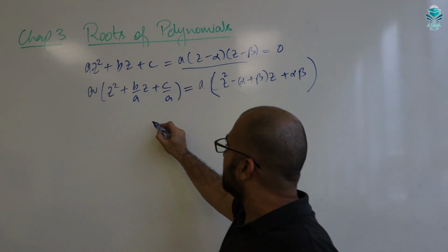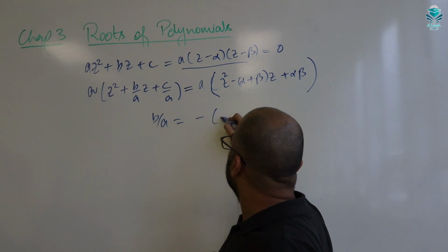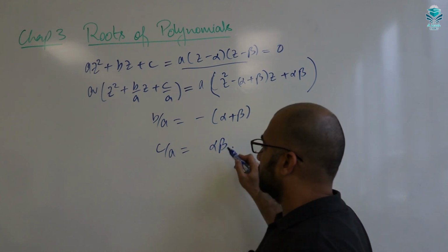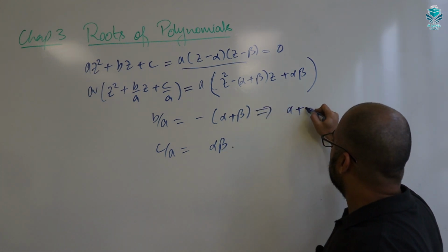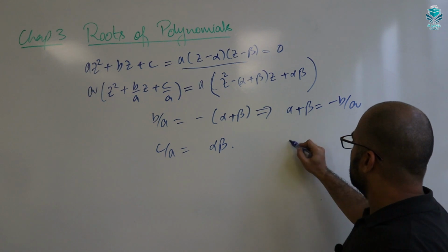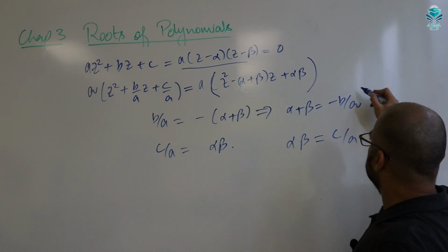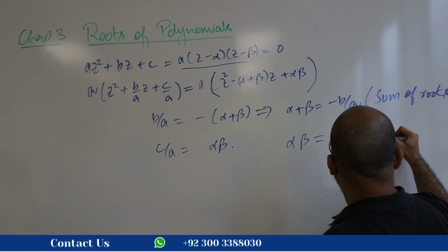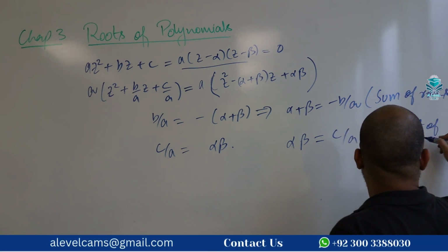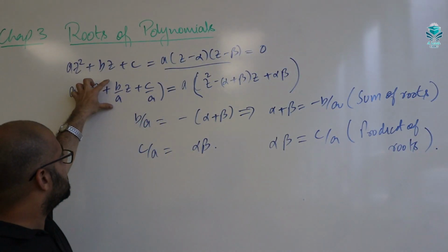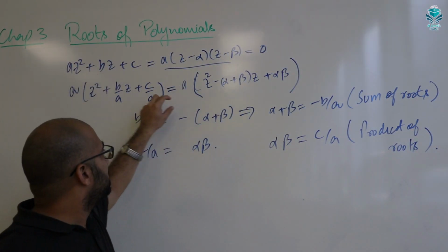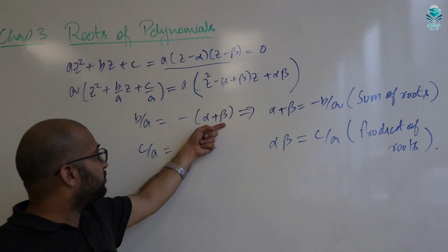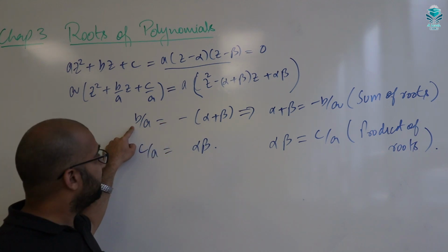So on comparison, you will get b over a is minus (alpha plus beta) and c over a is alpha beta. So you can say alpha plus beta is minus b by a and alpha beta is c by a. This is known as the sum of roots, and this is known as the product of roots. So the sum of the roots alpha plus beta can be written as minus b by a and the product is c by a.